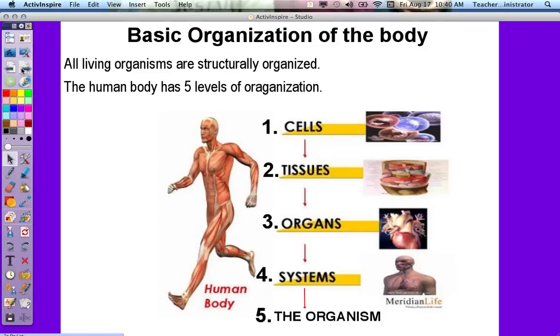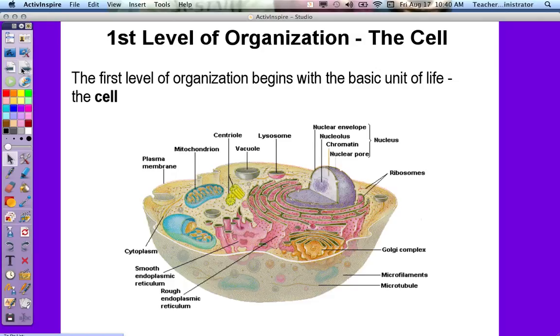There are different levels of organization in all living organisms, and in the human body we have 5 levels of organization that I want you to know about. The first level we're going to start with is the cell, and the last level we'll get to will be the entire organism. So let's look at each one of these a little bit more closely. The first level of organization is the cell. This is where life begins.